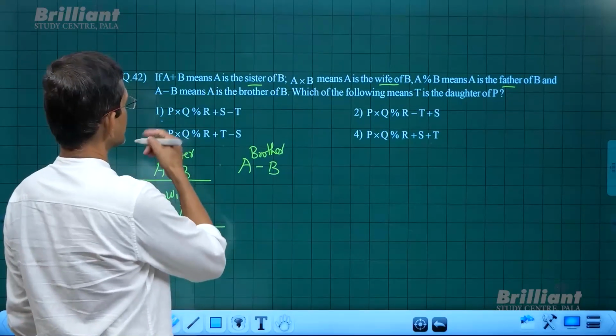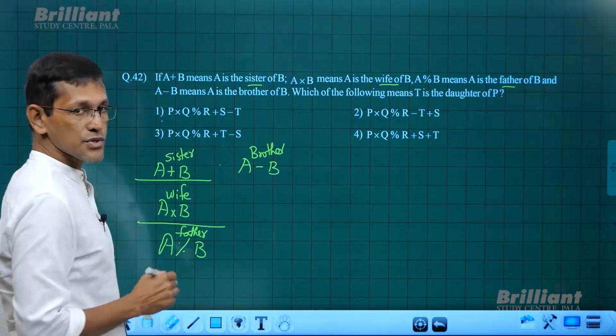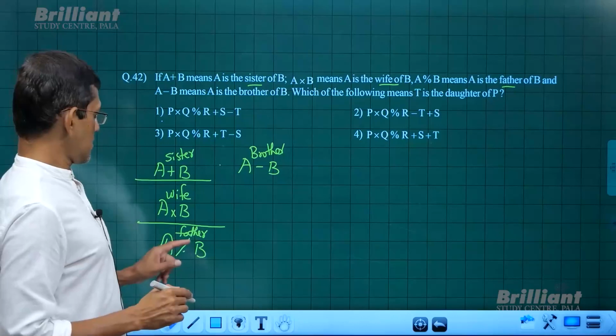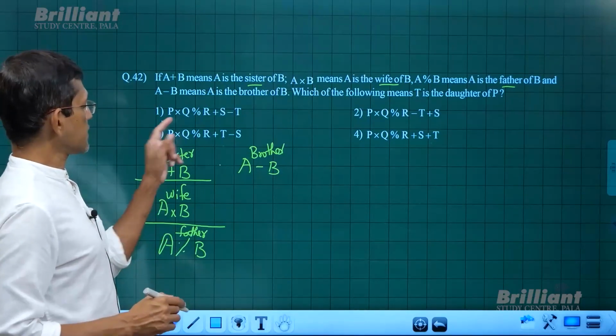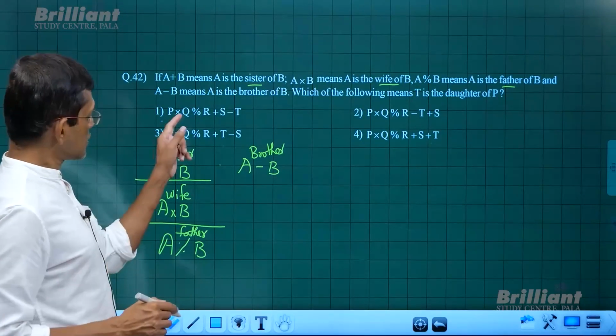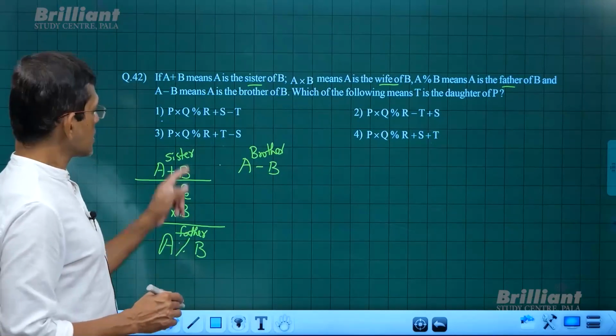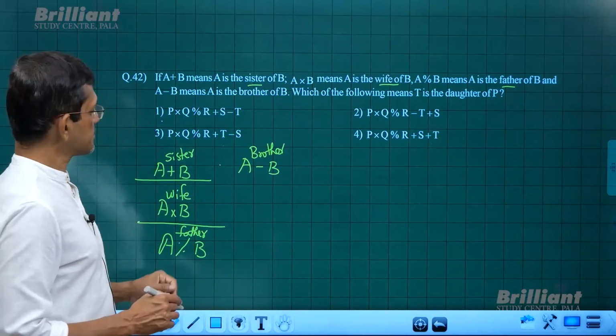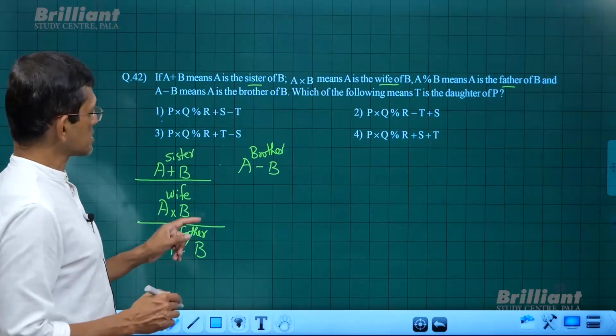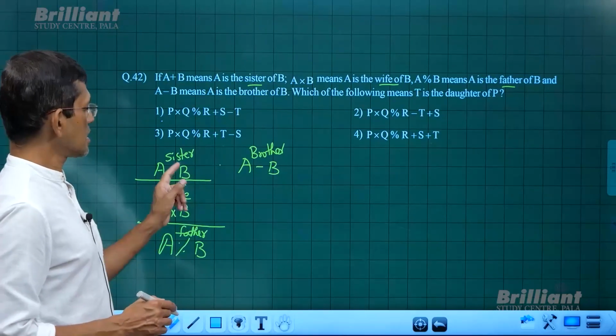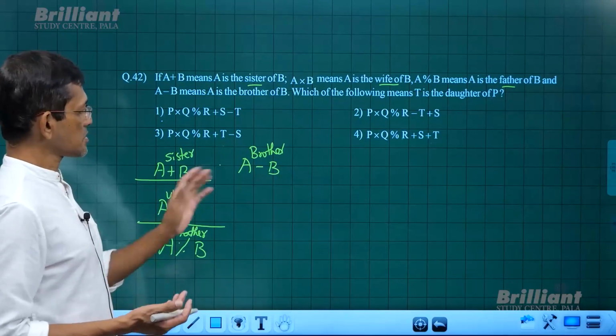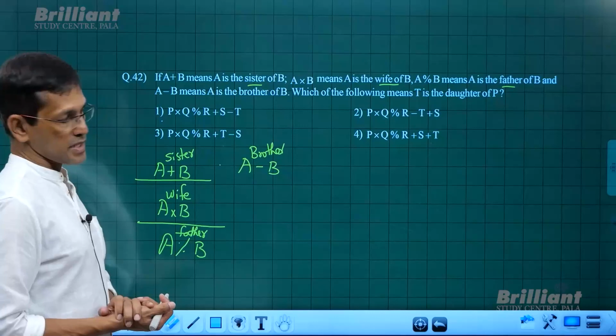Here, first one, P into Q. So P into Q means P is the wife of Q. And Q percentage R means Q is the father of R. R plus S means R is the sister of S. And S minus T means S is the brother of T.